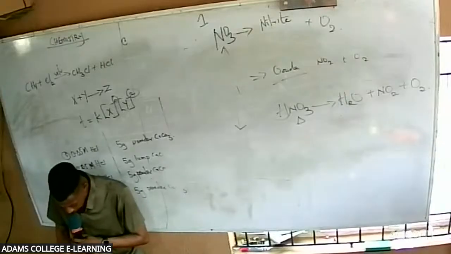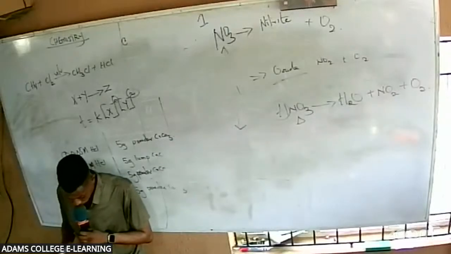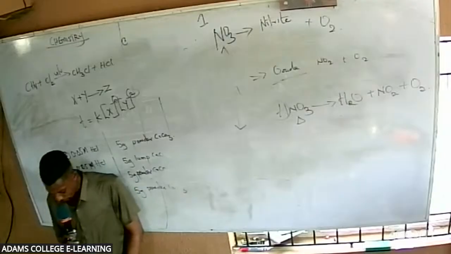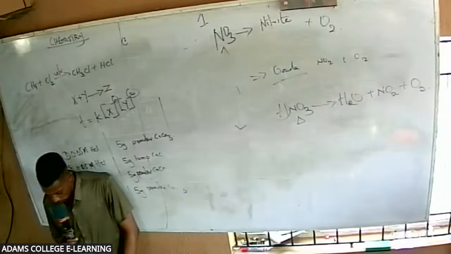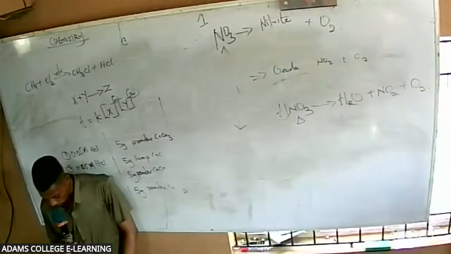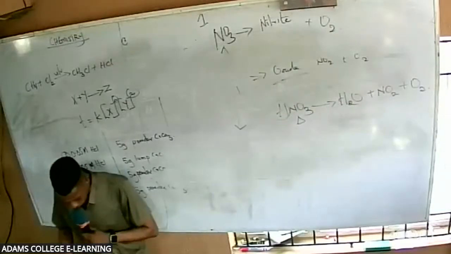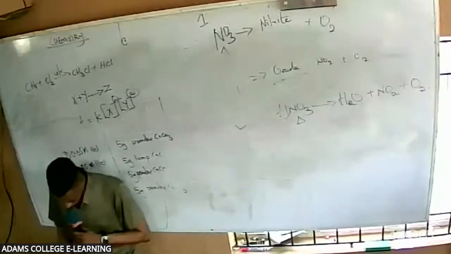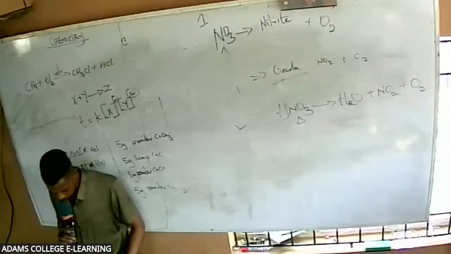The brown ring observed after the addition of a stream of conc H2SO4 confirms the presence of. So what are we trying to confirm there? NO3.